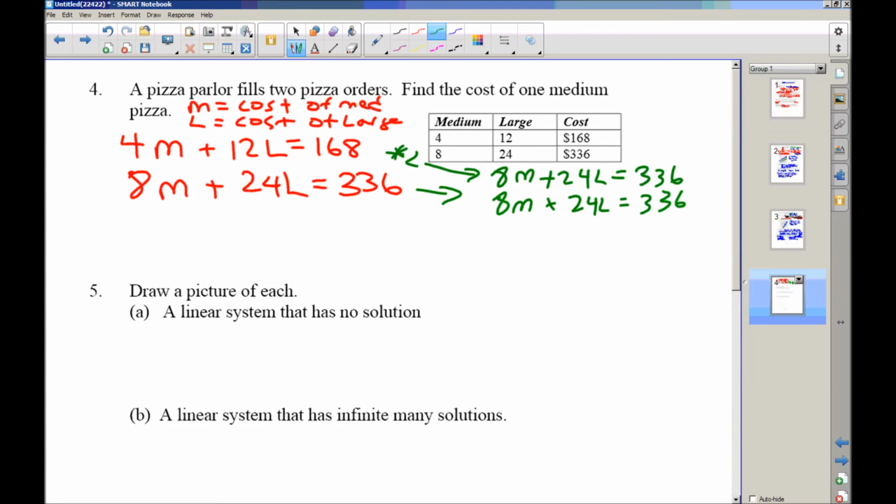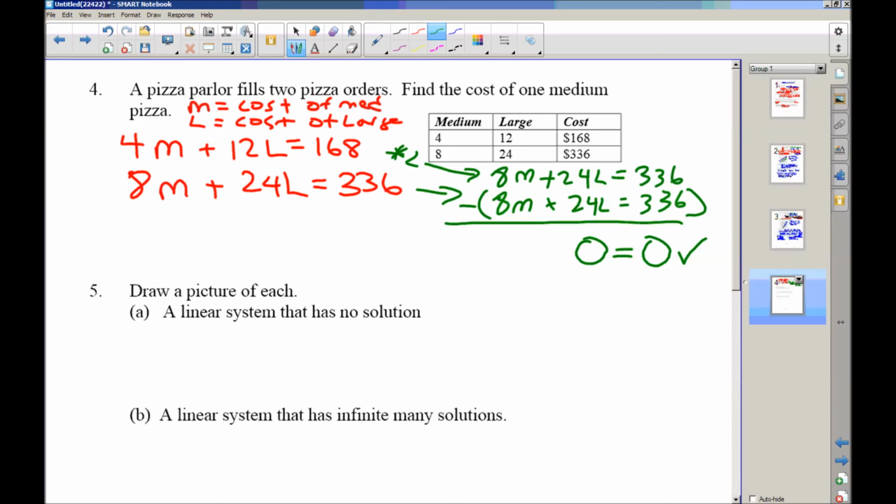You could probably already tell that this is going to be infinite solutions, but let's go ahead and subtract the system and prove it. So 8 minus 8 gives me the M's eliminated. 24 minus 24 will give me the L's eliminated, so I just get 0 on the left side. And 336 minus 336 will give me 0 on the right side. Of course, 0 is equal to 0, so we cannot do this.